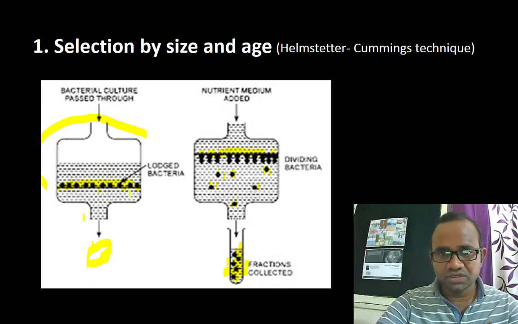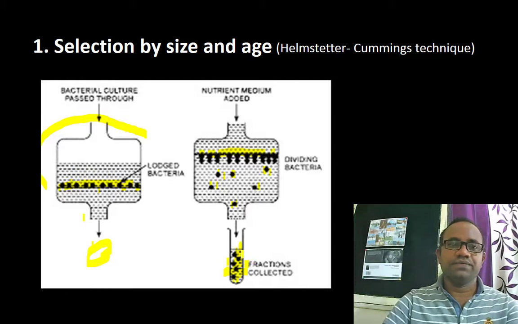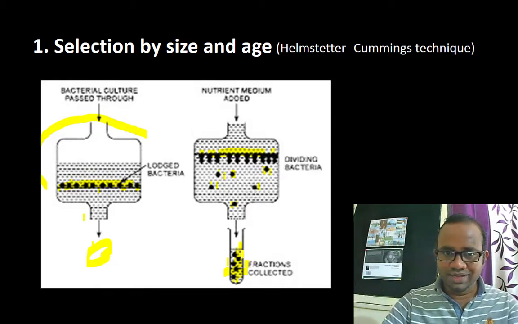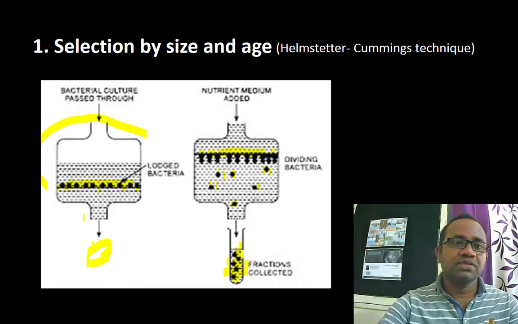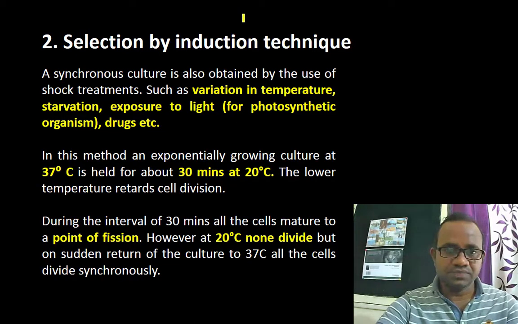We involve the instrument, then the bacteria which were written on this filter paper, which are the big bacteria, that means they have undergone binary fission, okay, and they can then be collected here. So this is the idea of having this instrument to create this synchronous culture. The second method is the induction method.